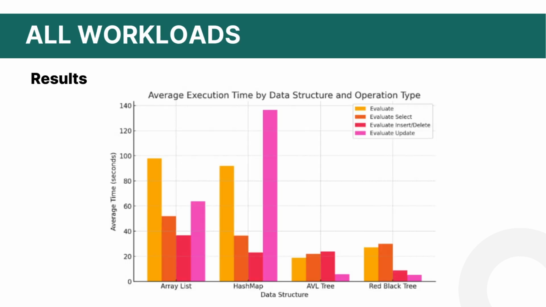Now, here are the results for all our workloads. As you can see, AVL tree is the fastest for read heavy workloads, prioritizing search efficiency, followed by red black tree in write heavy scenarios due to the fewer rotations. Hashmap and array list lag behind, with hashmap being much slower for update queries, but still slightly better for the general case.